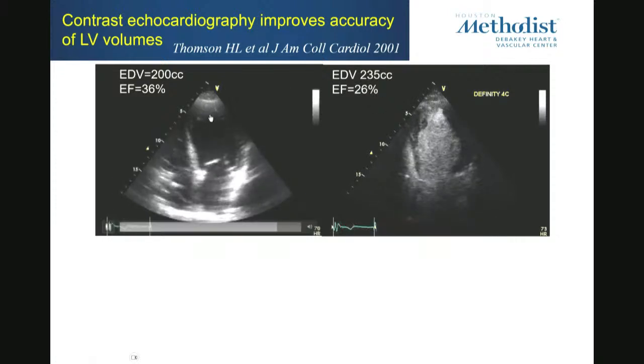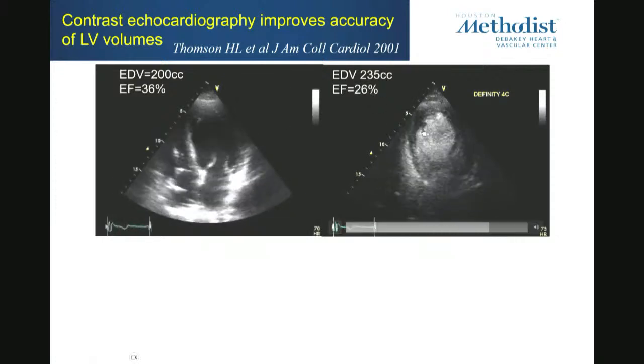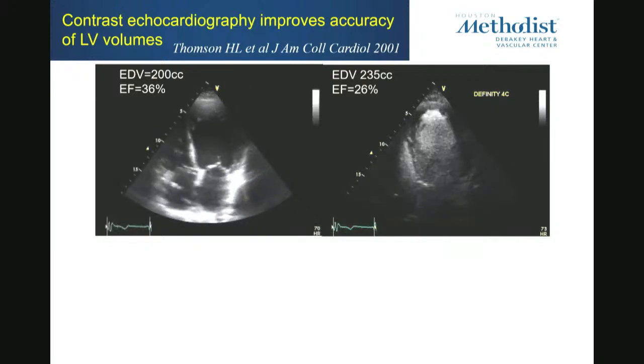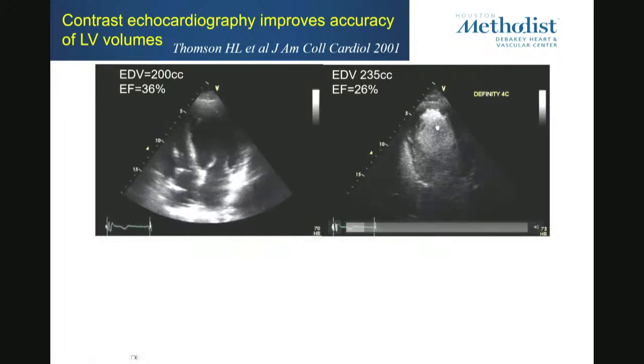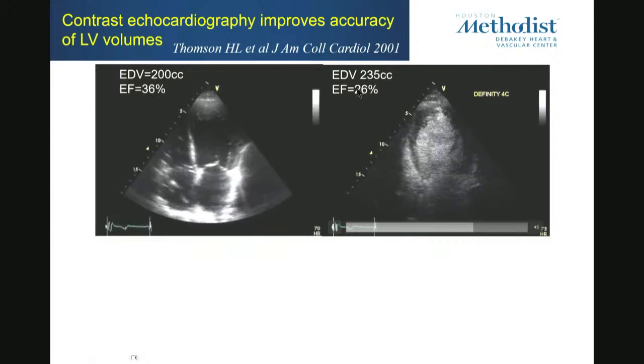And of course, this is very important if you are using EF as, for example, a guide towards ICD implantation and so on. So this is a nice example because the image was not terrible, and yet the contrast clearly showed a bigger heart, and actually in this particular case, a drop in ejection fraction.